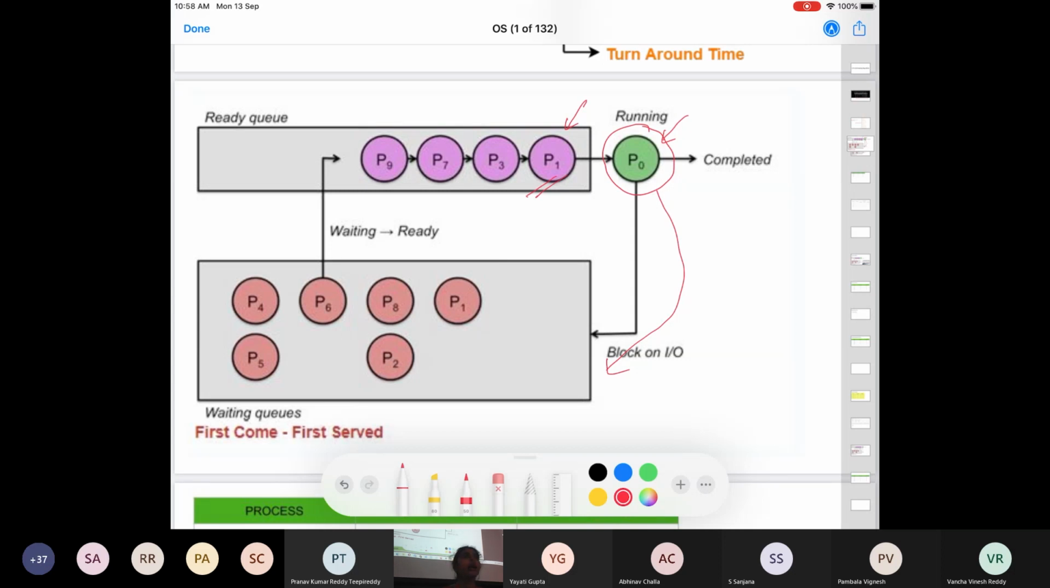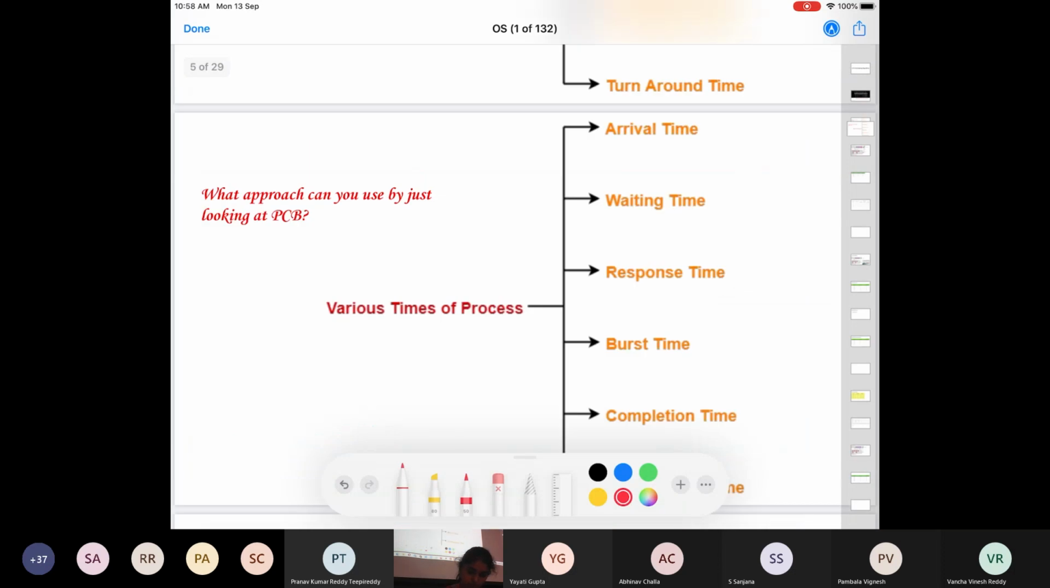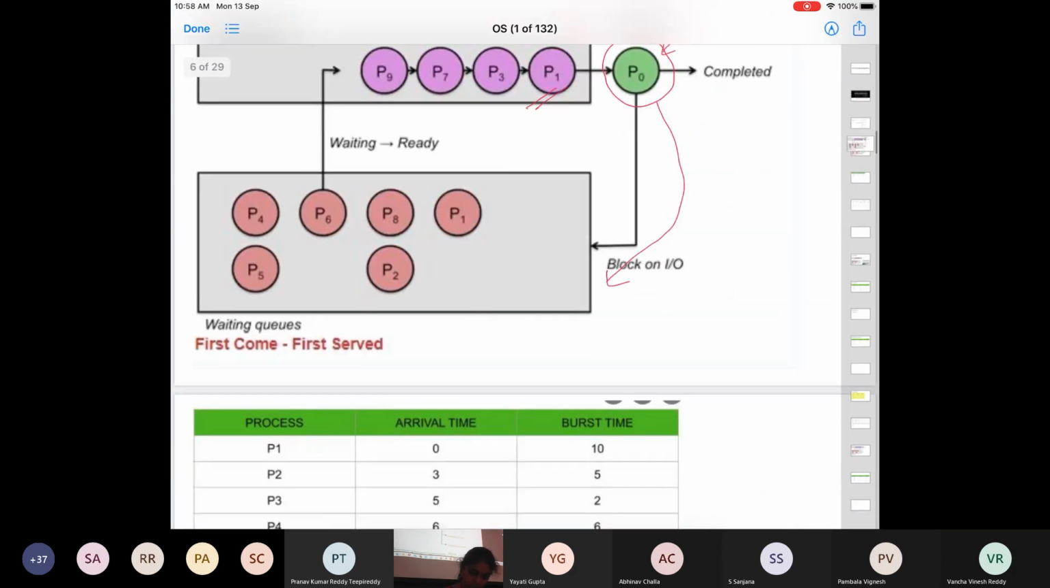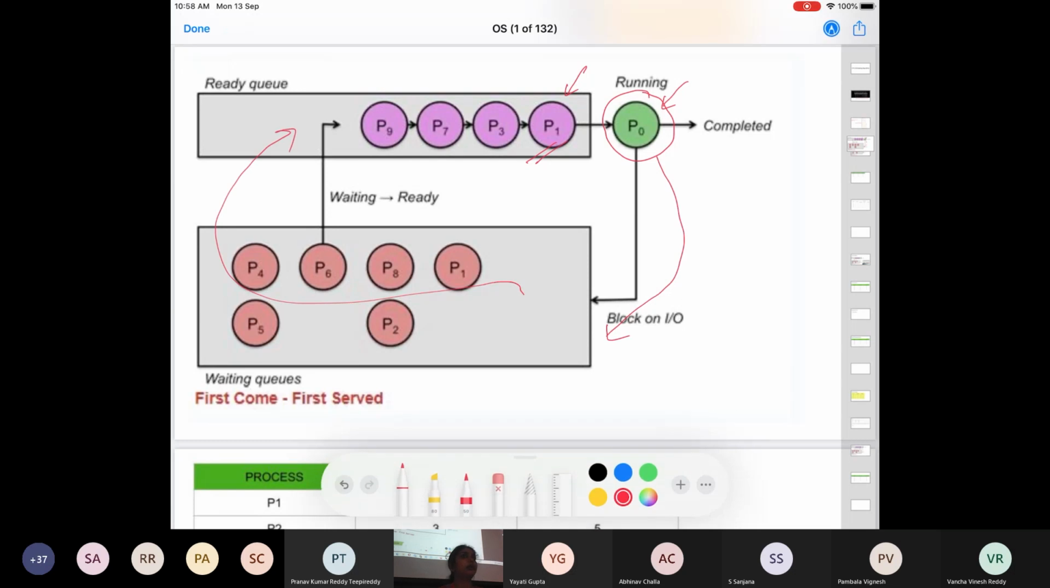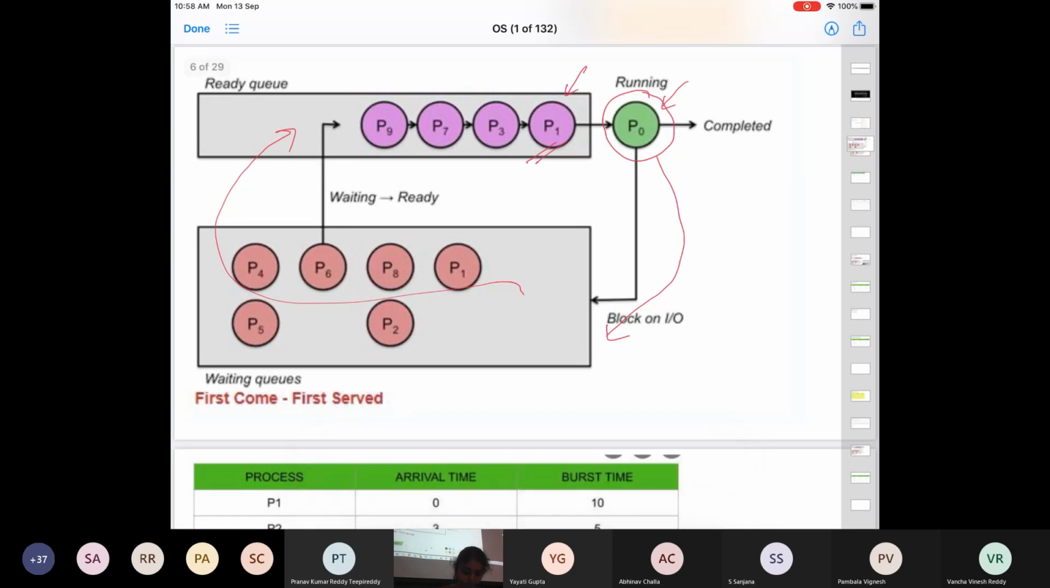Now the question is, what happens to P0 when its input output is completed? We have addressed this question before also. Does it simply go back to the CPU and start running, or does something else happen? Right, it will go back to the ready queue after completing this input output. And it will go at the very end of the ready queue. Right? It won't go and sit somewhere in between or in the front. It will go at the end. So that is all about the first come first serve scheduling.